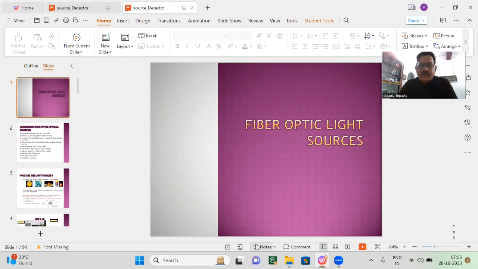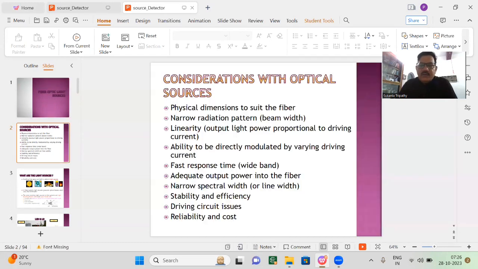Now, we will try to understand whether these sources which you have mentioned can be used for fiber optics or not. If not, then why can you not use these sources as fiber optic sources? And having said that, we will try to understand the basic mechanism, the principle by which these fiber optic light sources can operate. And then we will see what are the different light sources which are used in fiber optics.